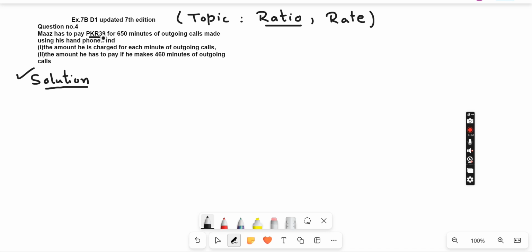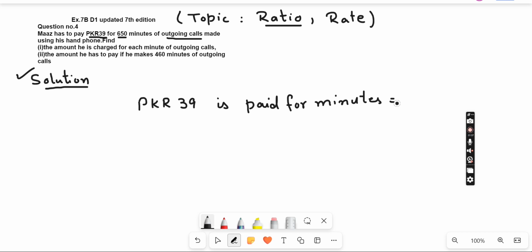What the solution is, Mars has to pay Pakistani rupees 39 for 650 minutes of outgoing calls made by him. So we are writing it: 39 is paid for 650 minutes.